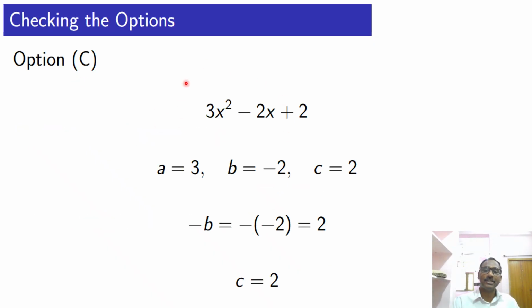So option C. In option C you can see this is a quadratic polynomial. A equal to 3. What is the x coefficient? Minus 2. So b is minus 2. What is the constant? Constant is 2. So minus b is equal to minus of minus 2. We got one condition, right? If sum of zeros equals product of zeros, the condition is minus b equal to c. That's why we are finding minus b. Minus of minus 2 is 2. C equal to 2. So minus b is 2, and C is also 2. That's why option C is correct.